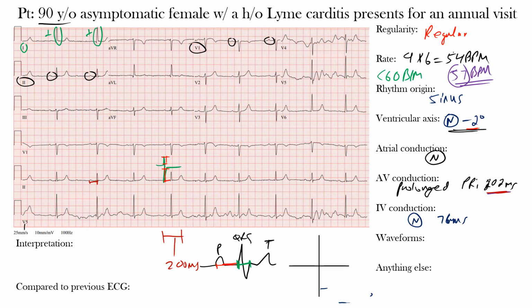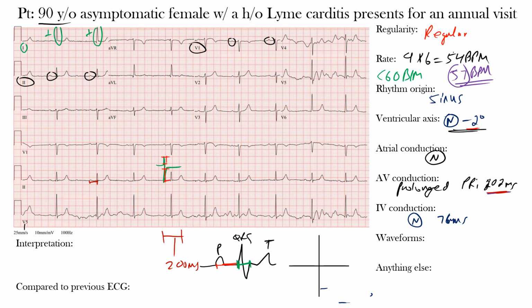Now, how about the waveforms? Well, we already discussed the P waves, okay? There are no abnormal Q waves or QS complexes that would represent maybe a prior infarct. There are normal T waves that are asymmetric with a slow upstroke and a steeper downslope. The PR segment does not appear to be significantly elevated or depressed anywhere. Now, the PR interval we mentioned before was slightly prolonged. The ST segment does not seem significantly depressed or elevated throughout the EKG.